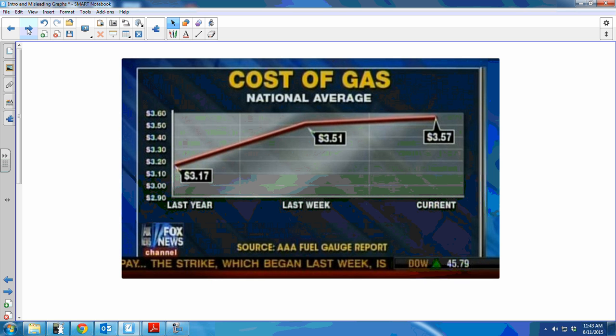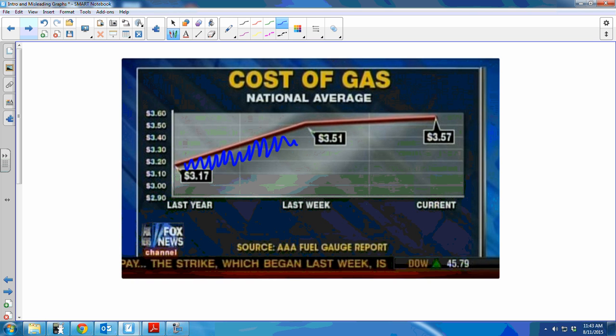What do you notice that might be a problem with the cost of gas graph? The intervals. What are the intervals? Last year, last week, and current. What happened between last year and last week? Well, gas probably did this between last year and last week, right?